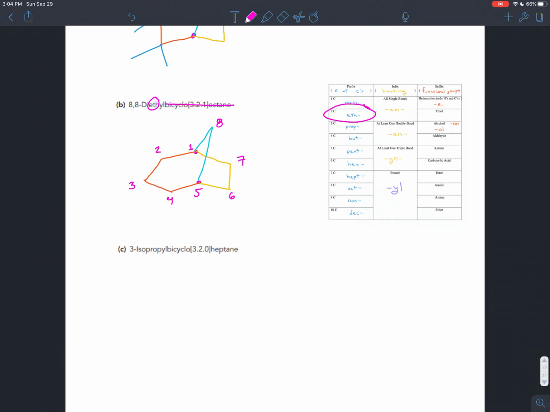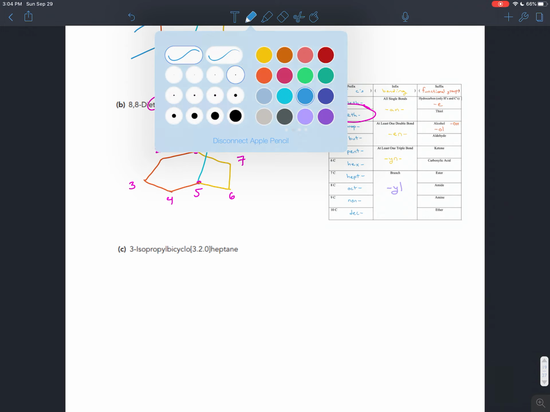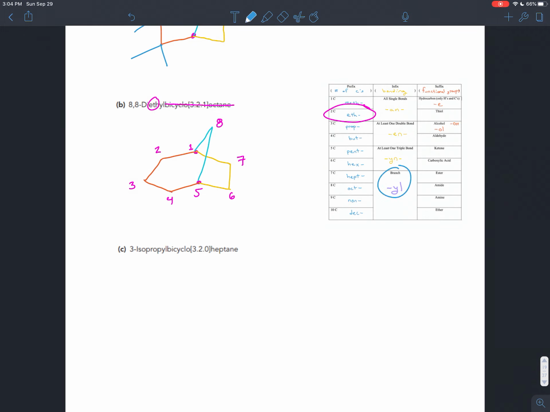Now our branches, the prefix for our branch is eth, which means each of our branches should have 2 carbons. The yl is just telling you that it's a branch. So we should have 2 carbon branches, and they're both going to be coming off of carbon 8. So the first one, here's a 2 carbon branch, 1, 2. Second one, here's another 2 carbon branch coming off of carbon 8, 1, 2.